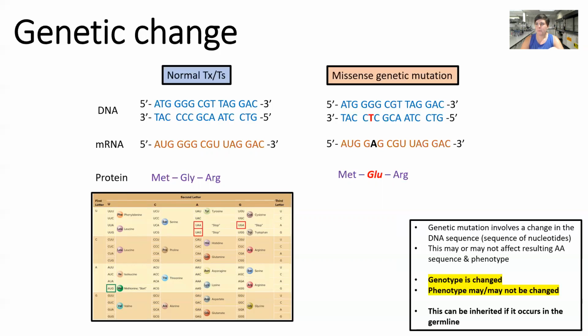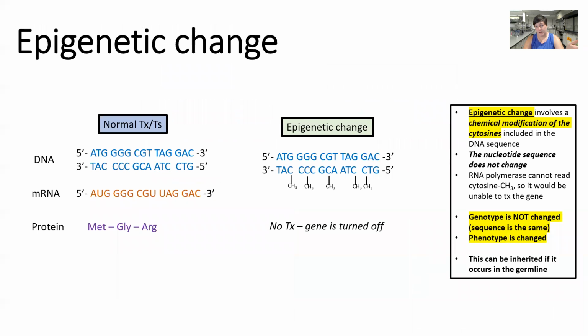If this occurs in the germline, it can be inherited because you're changing the DNA. That DNA can be inherited if it's in the germline, which we'll talk about next. Okay, so that's genetic change. Now let's look at epigenetic change.